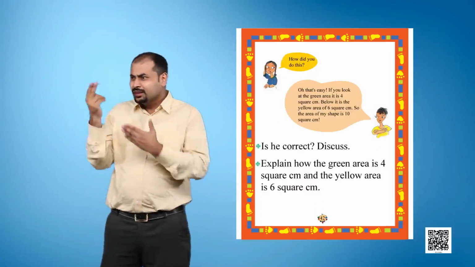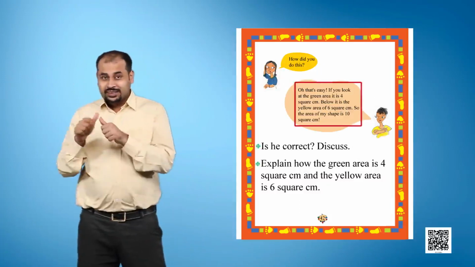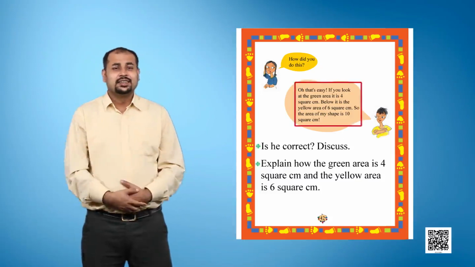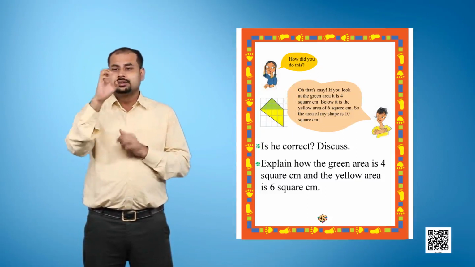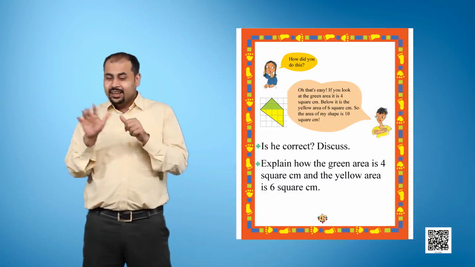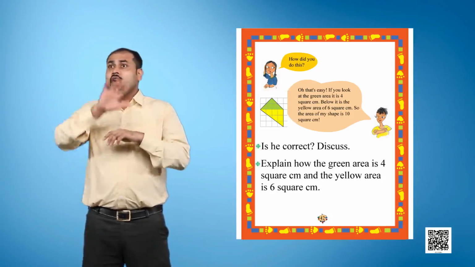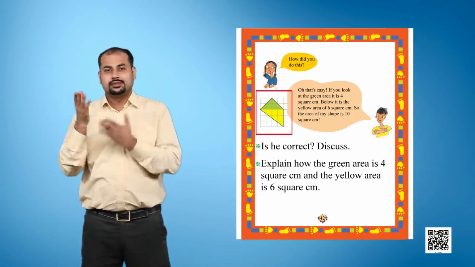Suruchi asks, "How did you do this?" Asif replies, "Oh, that's easy. If you look at the green area, it is 4 square centimeters. Below it is the yellow area of 6 square centimeters. So the area of my shape is 10 square centimeters."